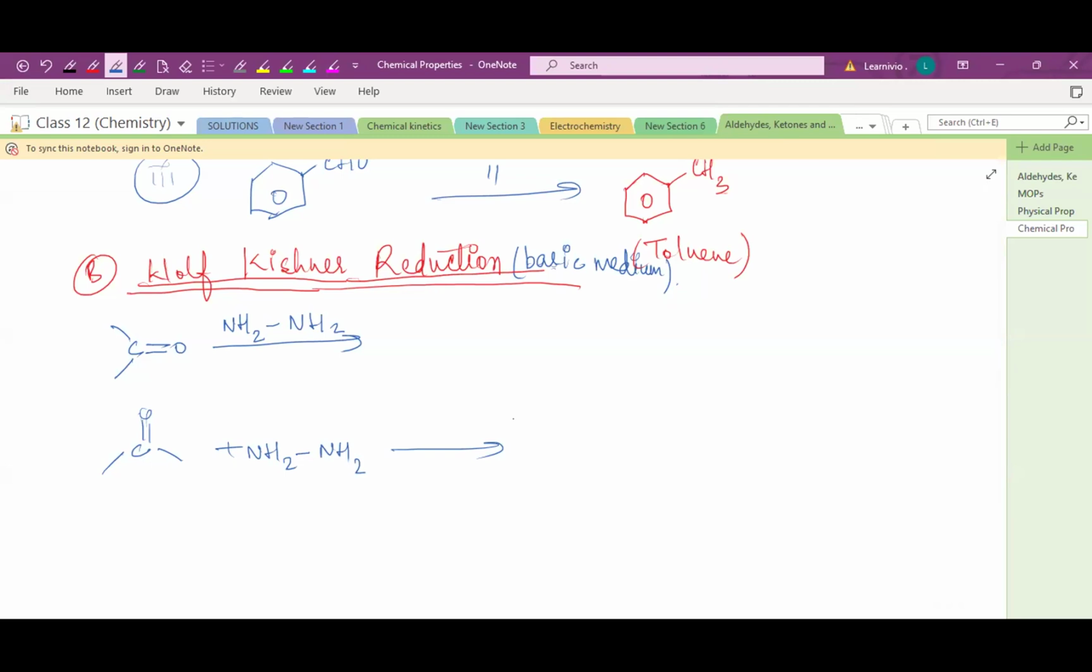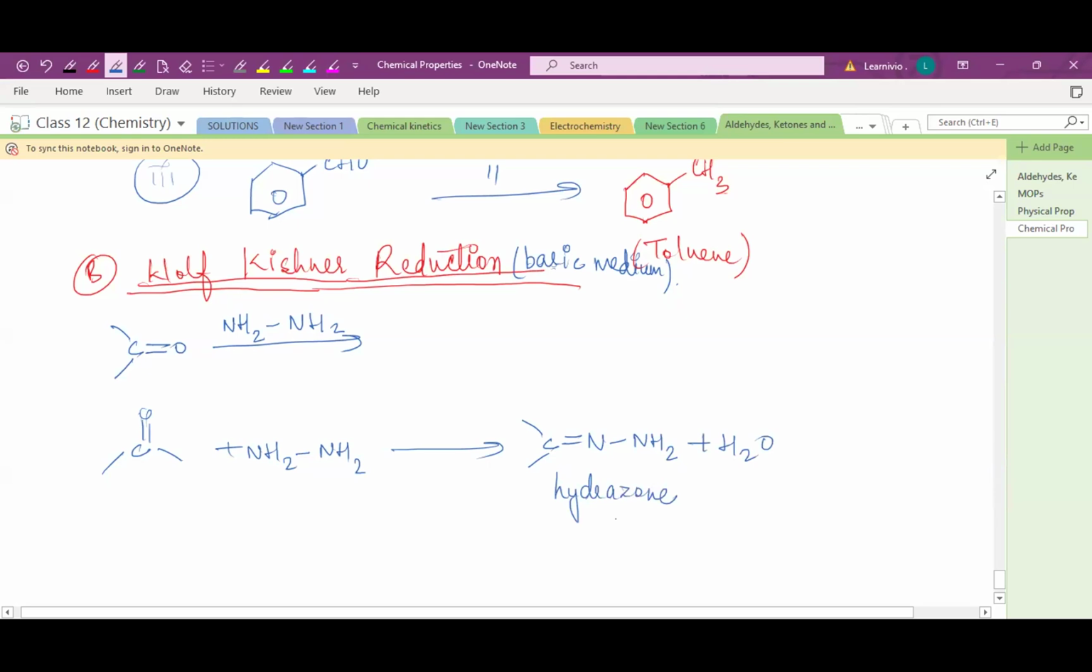Just write down the product. When the carbonyl compound is treated with hydrazine, what will be the product? We have already discussed this in the previous class. C double bond N NH2. Very good. What is the common name of this one? Hydrazone. Yes, this is hydrazone.